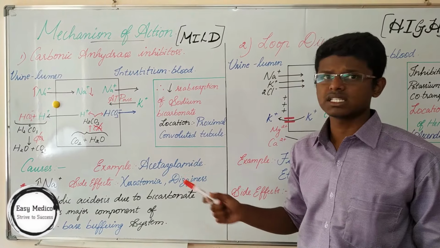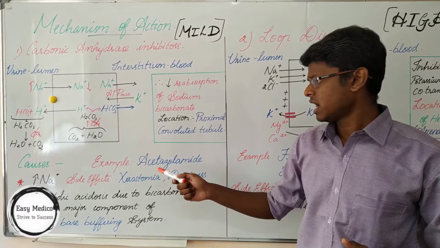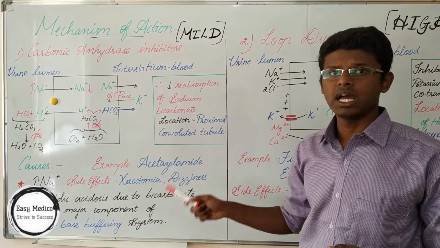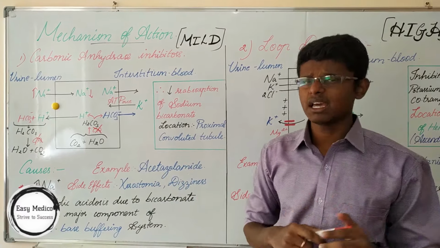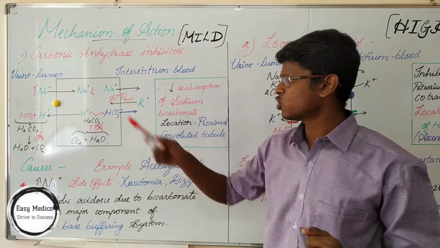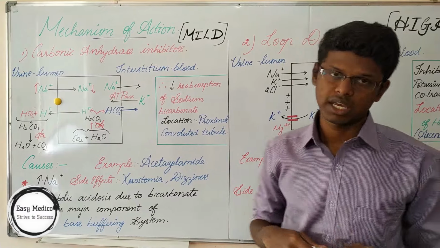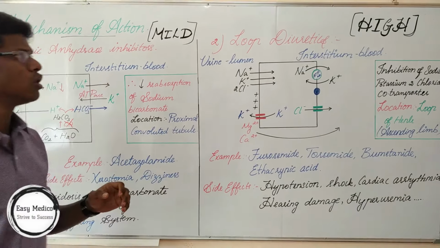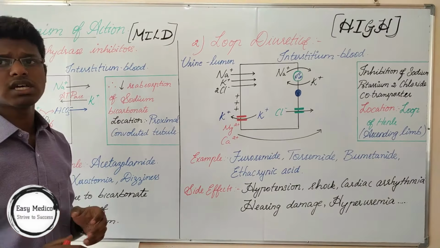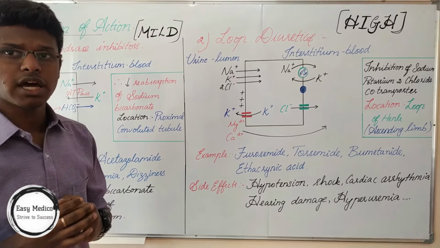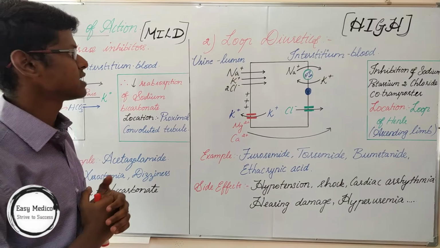The example is acetazolamide. This has a side effect of xerostomia and dizziness. These have a mild effect as they increase the sodium level. They cause mild diuresis, so they are known as mild diuretics. Now, let's move on to loop diuretics. These are also known as high ceiling diuretics or high-acting diuretics.